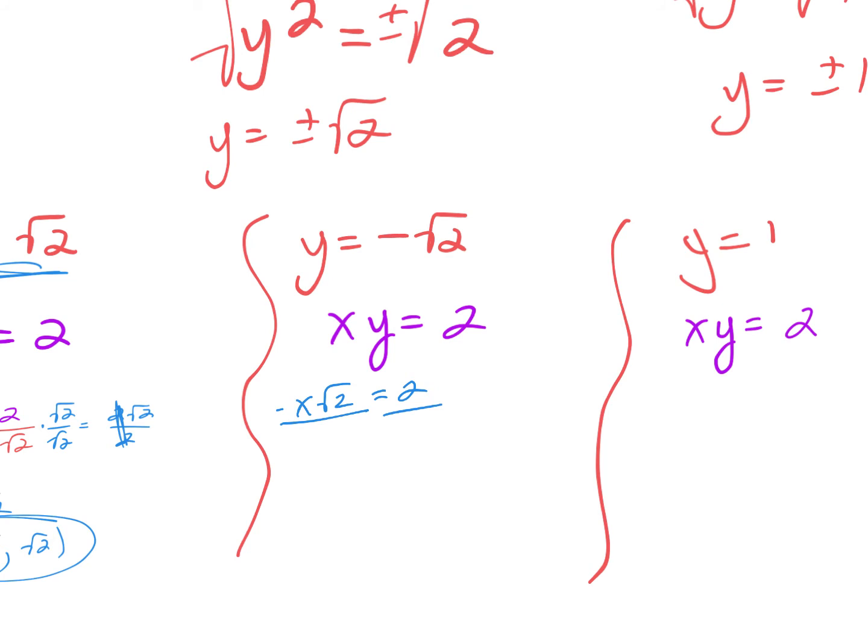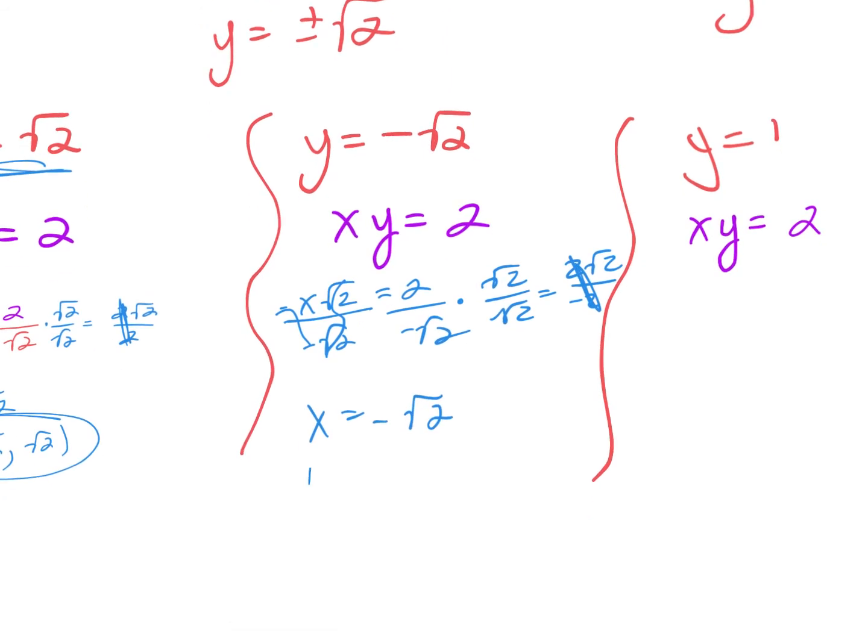You want to divide by the negative square root of 2 here to make it positive? That's fine. Same exact problem, guys. X equals... Can I have square root on the bottom? No. So rationalize. This leaves me with 2 root 2 over negative 2. So this cancels out and just becomes negative square root of 2. So your x value is negative square root of 2, and your y value is negative square root of 2.